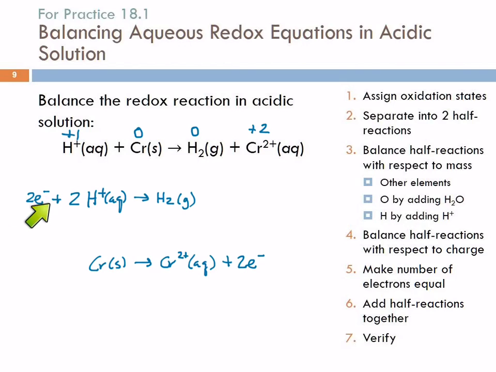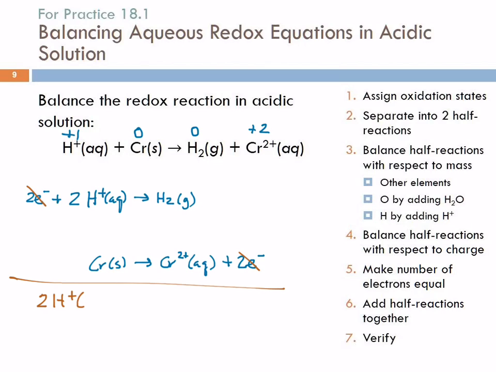This one now, we've got 2 electrons here and 2 electrons there. We don't need to do any multiplying because we already have the same number of electrons on each side. So we can just add these together. And the electrons are always going to go away when we do this. And if they don't, you need to go back and do the steps again.